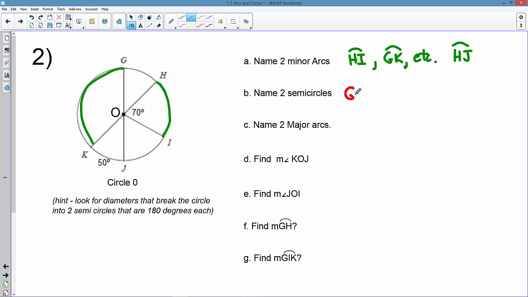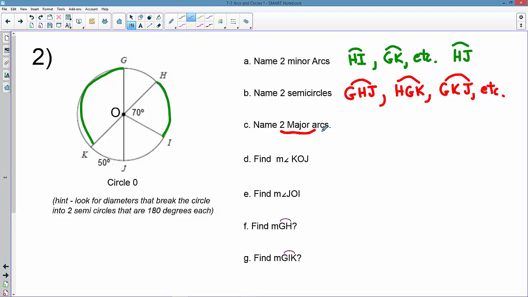So I'll write a couple: G, H, J. Of course, there's other ways to write that semicircle. I'll write another one here, H, G, K. That's using the other diameter, okay? Let's do G, K, J, etc. Okay, so there's really 4 of them, and there's a lot of different ways to name them.